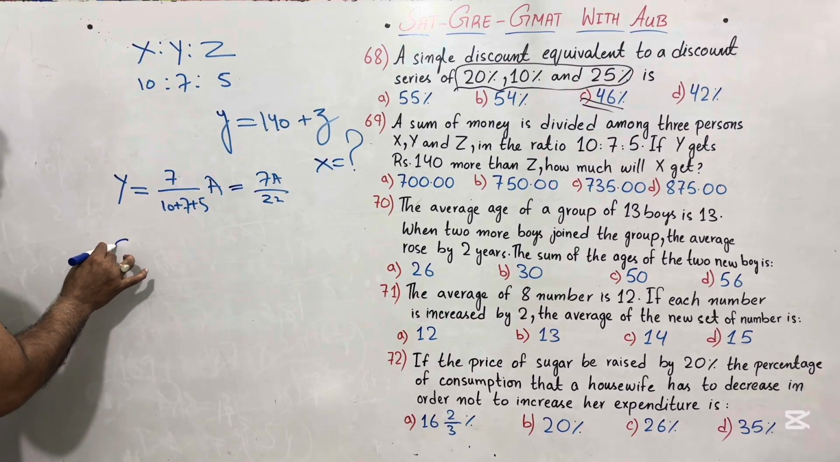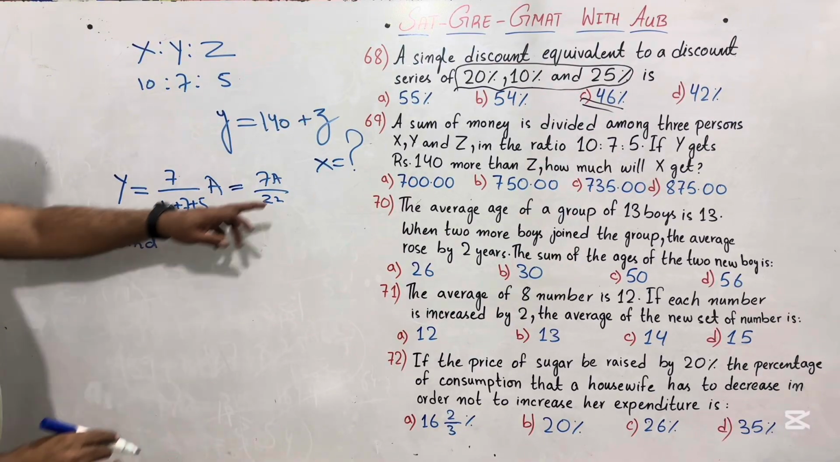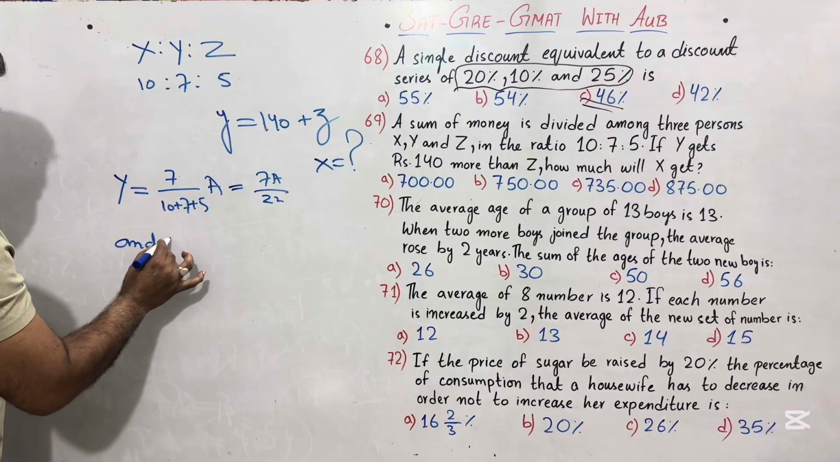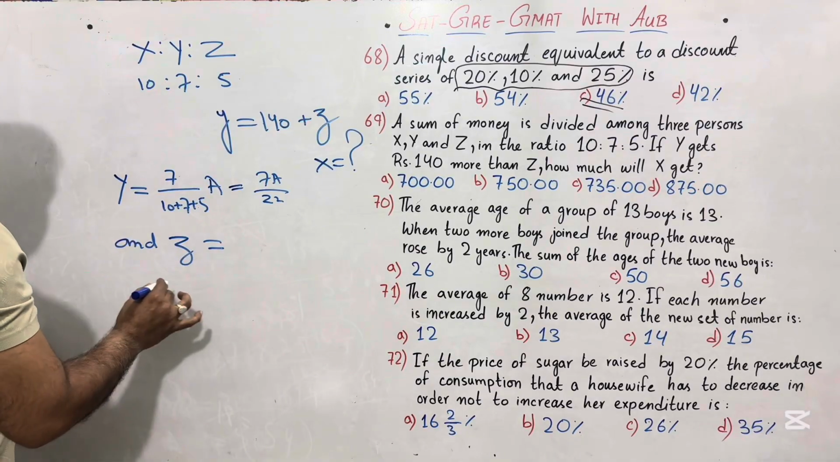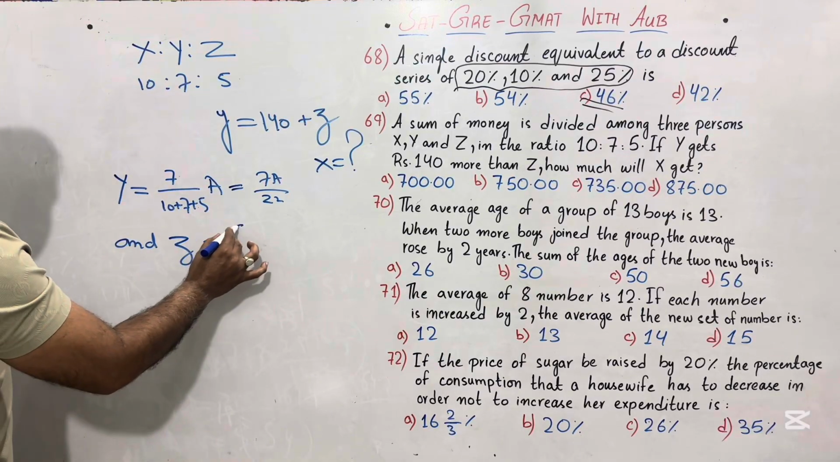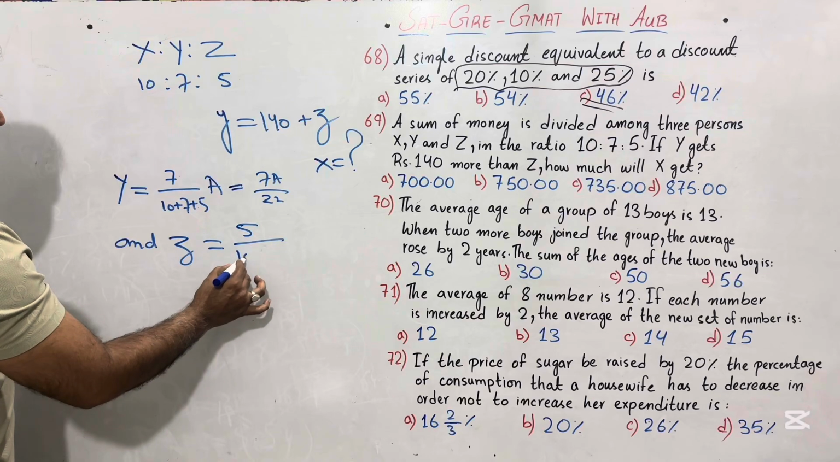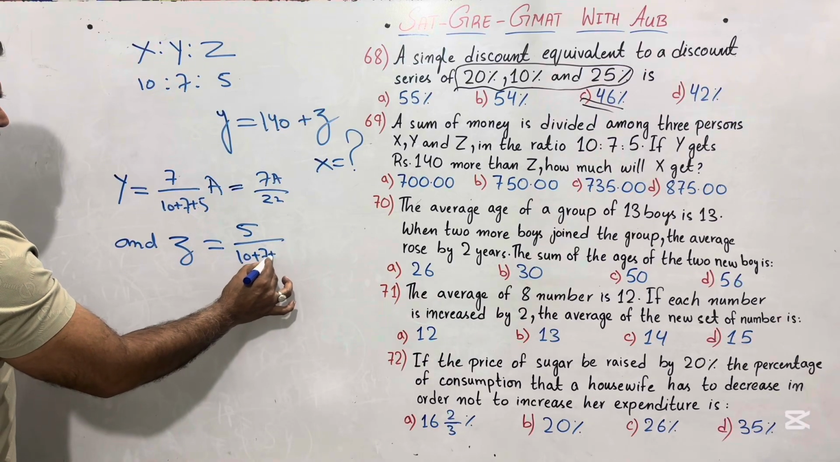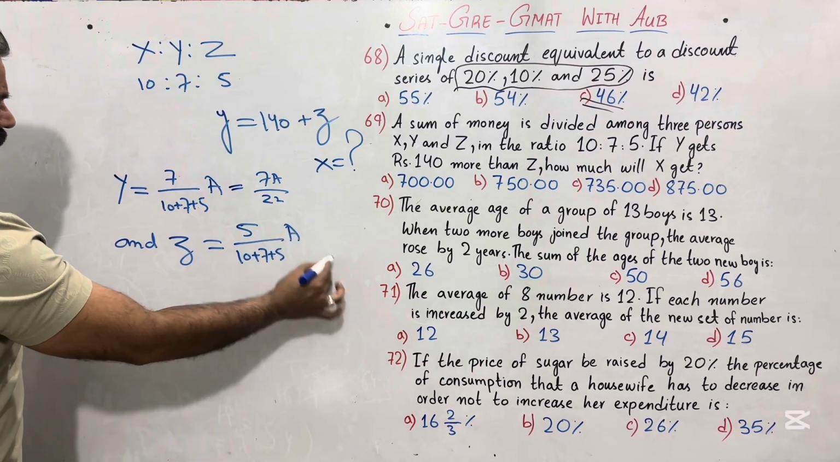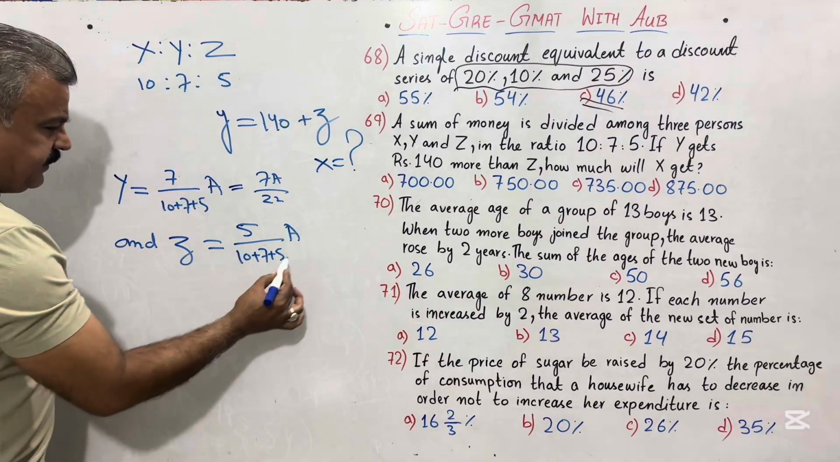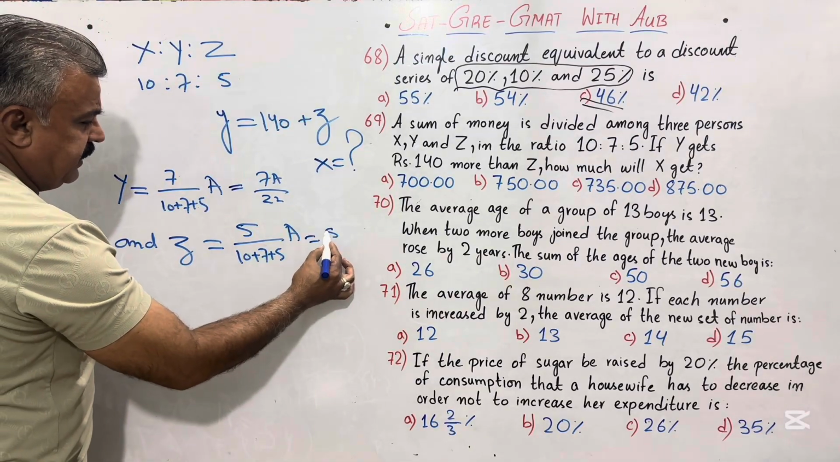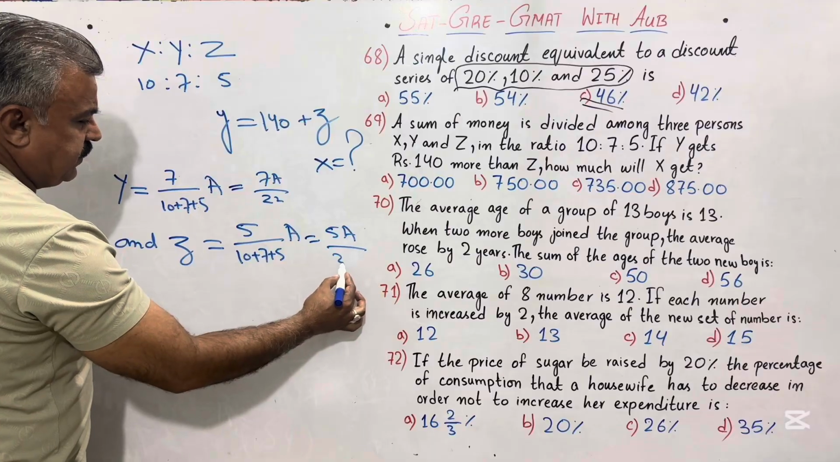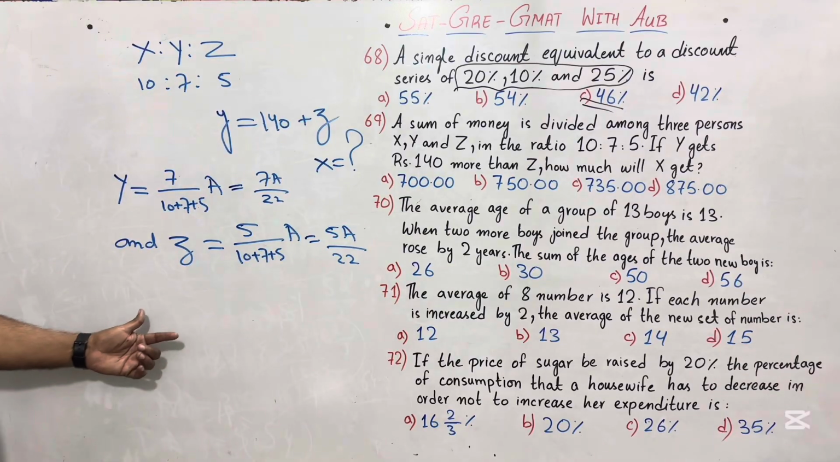Okay, the share of Z is given by the corresponding ratio of Z, that's 5. Similarly, divided by the sum of the ratios, multiplied by the total amount, which we have no idea about up till now. It will become 5 times A over 22.